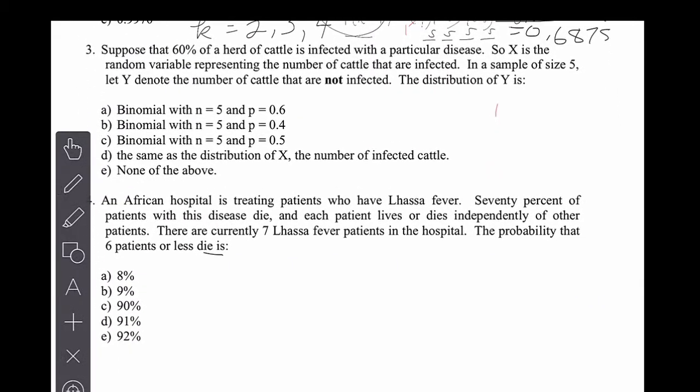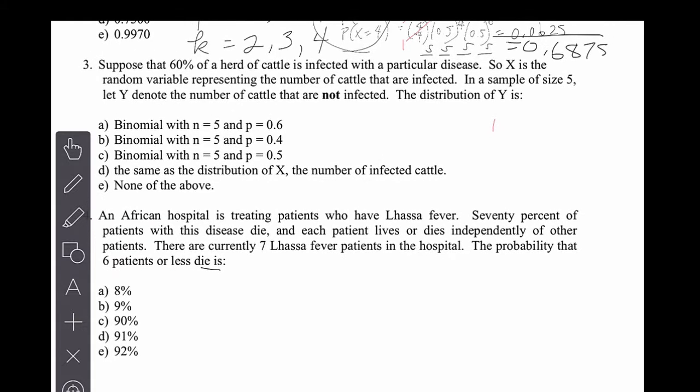Suppose that 60% of a herd of cattle is infected with a particular disease. So X is the random variable representing the number of cattle that are infected. In a sample of 5, let Y denote the number of cattle that are not infected. What is the distribution of Y?